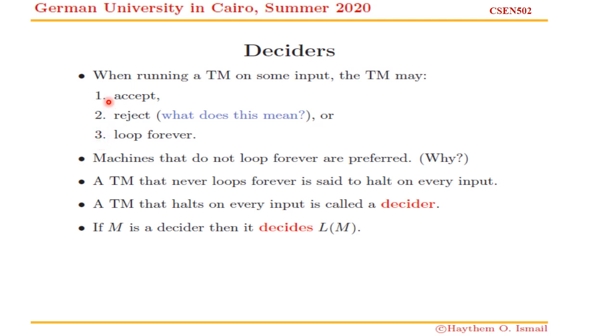Now, a Turing machine accepts a string by entering Q accept and halting, but it may not accept the string by doing one of these two, right? So when we say the Turing machine does not accept a string, we either mean that it rejects it or that it loops forever on it, okay? Now, machines that do not loop forever are of course preferred. We like them more. Now, why is that?